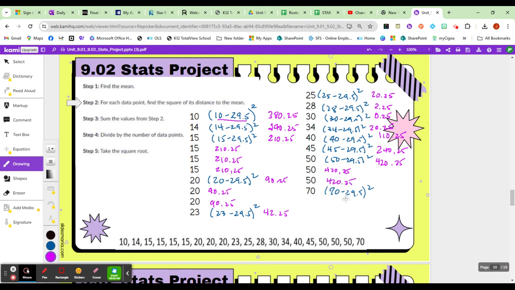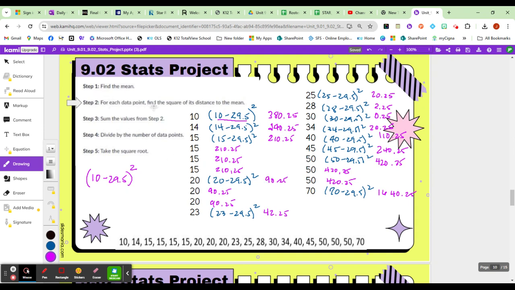And then when we do 70, that was our max, minus the mean, and we square that, we get a really big number, 1640.25. So to me, this is the longest problem out of all 4 of the stats projects. So you're going to take each one of your data points. Remember, it's going to be your data minus your mean, and then you're going to square that. And I would suggest that you use your calculator and you literally do parentheses, your data point, minus your mean, parentheses, and then hit the square button. That's going to give you the accurate number every single time.